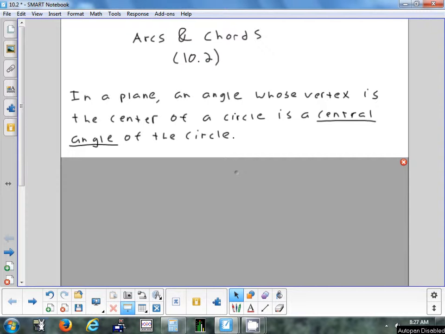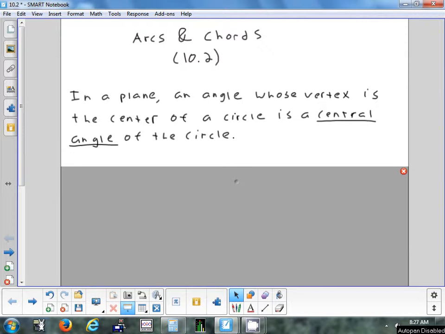If you draw an angle and its vertex is right in the middle of the circle, it's called a central angle. Kind of like if I did something like this. If I draw an angle and put the vertex right in the middle, what I just drew in red, that's a central angle.